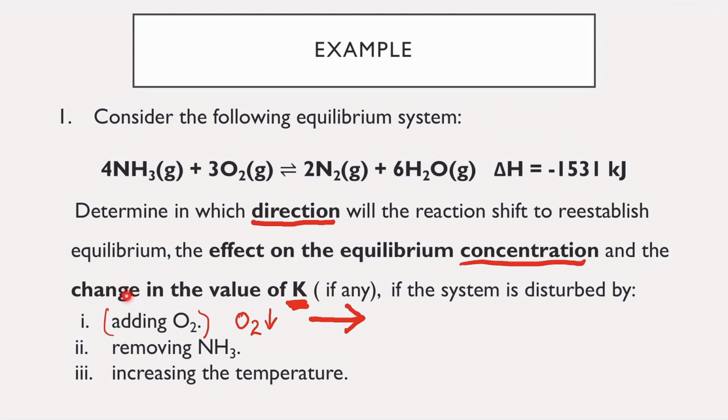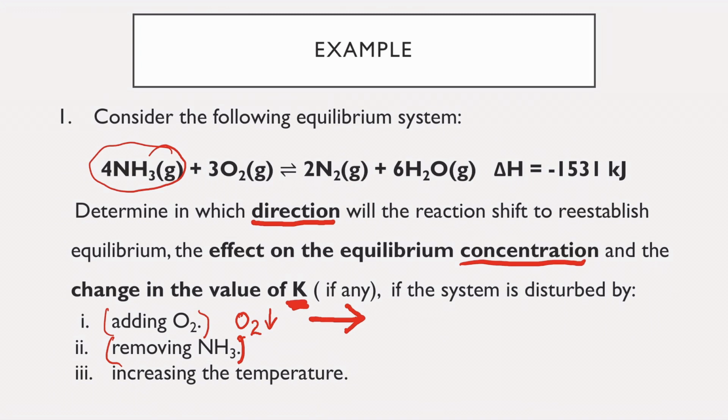Okay. Will there be a change in the value of K? You are changing concentrations. Are you changing the temperature? No, right? So, therefore, your K remains unchanged. Okay. Second, you're removing NH3. Removing NH3, the NH3 is gone completely. So, when you remove NH3, that means your system will want to form NH3 again. Right? So, the concentration will increase.